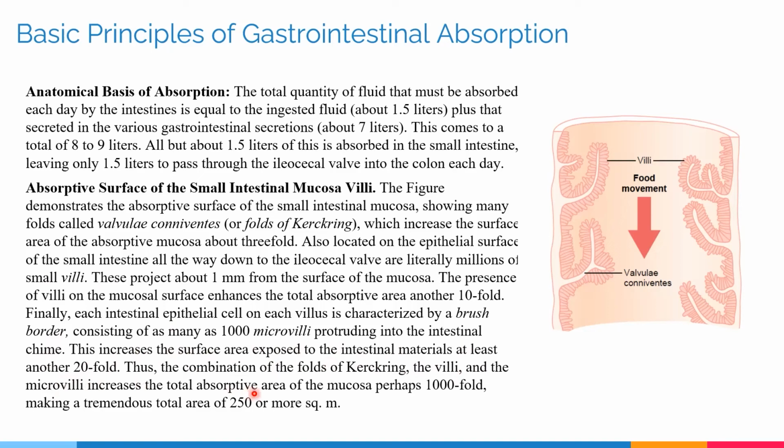Thus, the combination of folds of Kerckring, the villi and the microvilli increases the total absorptive area of the mucosa perhaps 1,000-fold, making a tremendous total area of around 250 or more square meters.